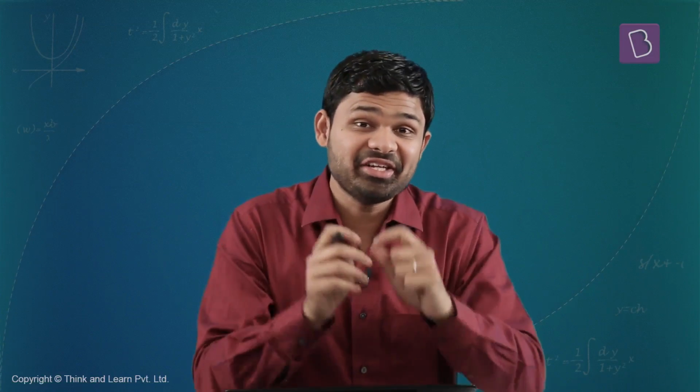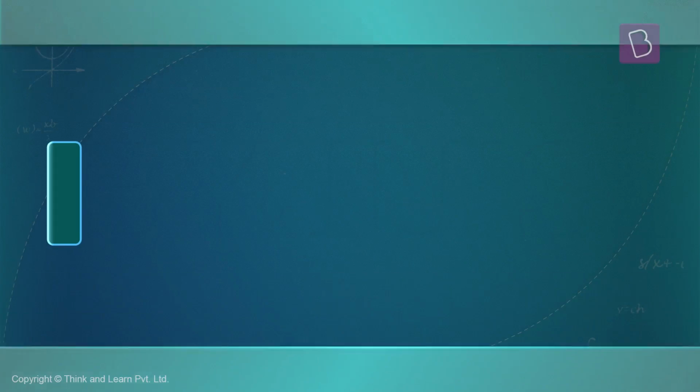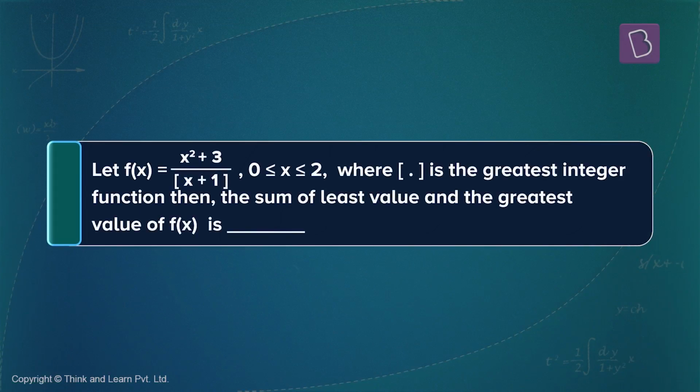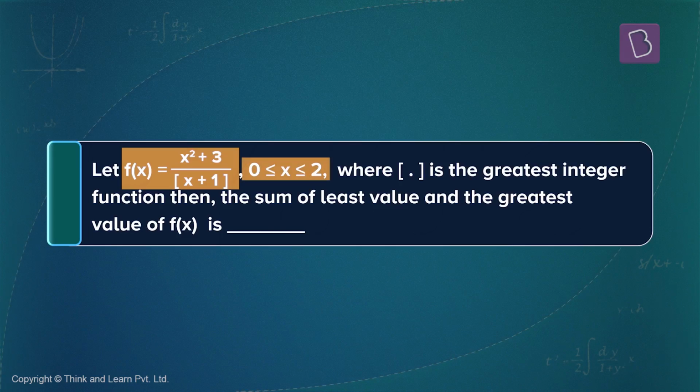Now here is yet another very interesting question. In this question, we've been told that f of x is x square plus 3 divided by the greatest integer of x plus 1, and x is between 0 and 2. The objective of this question is to find out the maximum value of f and the minimum value of f and add them. We have to find out what is f max plus f min.